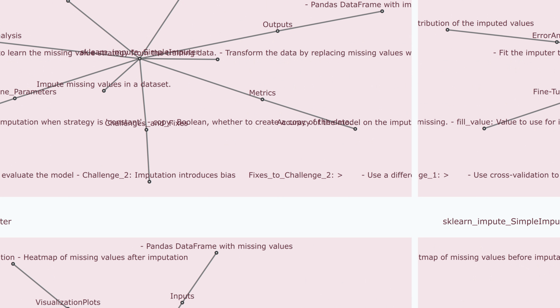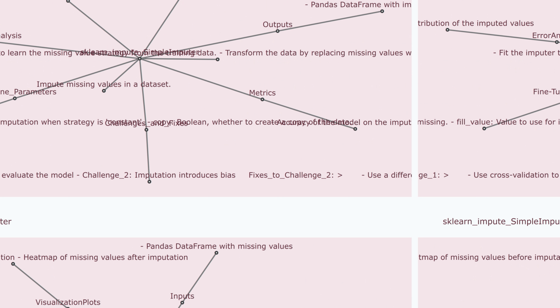Challenge 2: imputing categorical features using most frequent can introduce bias if the most frequent category is not representative of the missing values. Sample use case: in a dataset with gender as a categorical feature, imputing missing values with the most frequent category, male, may misrepresent the actual distribution of genders.